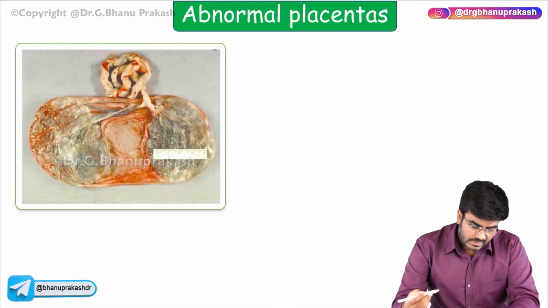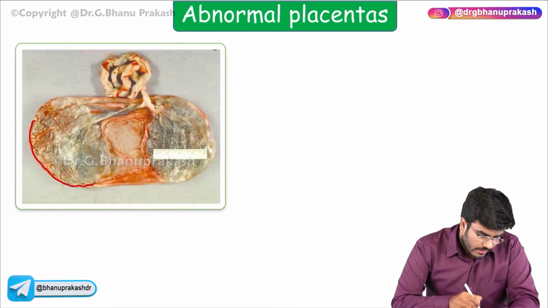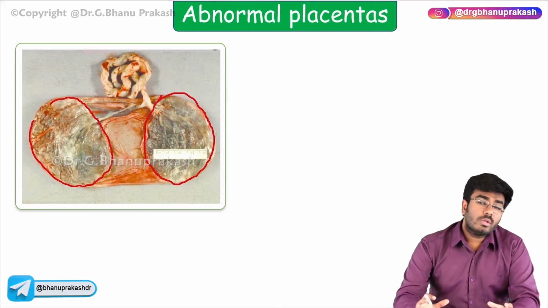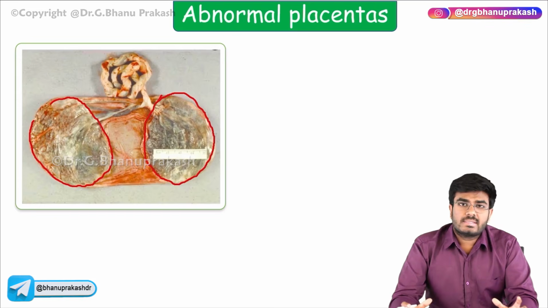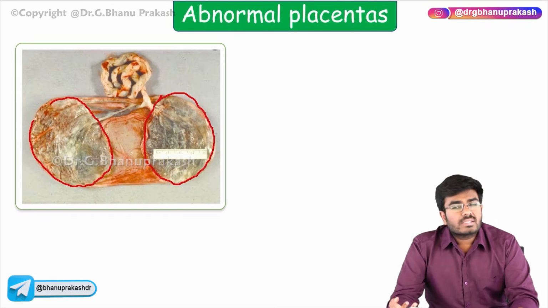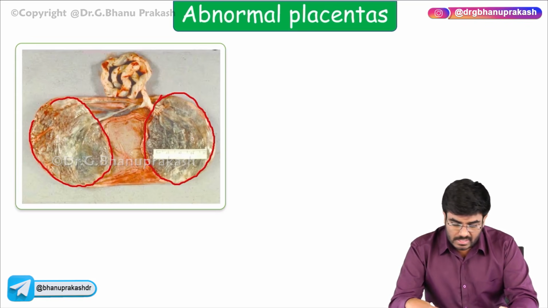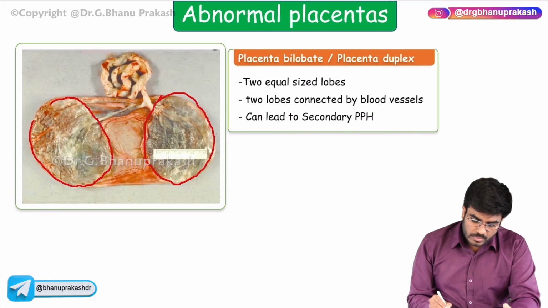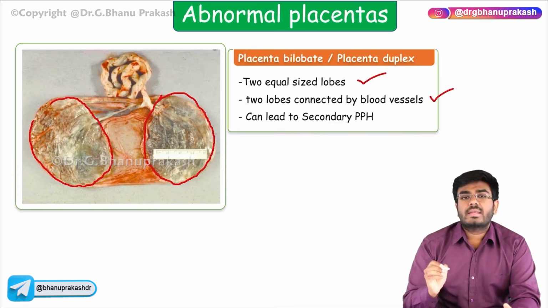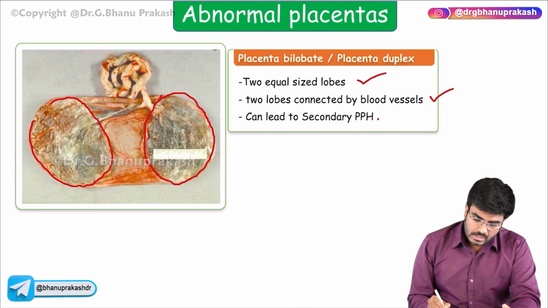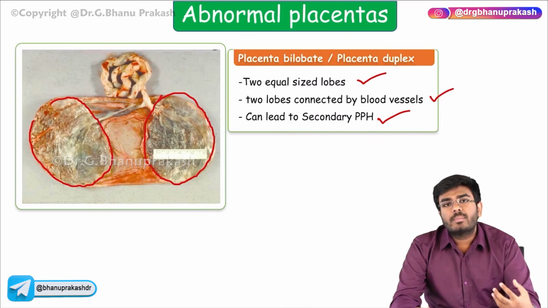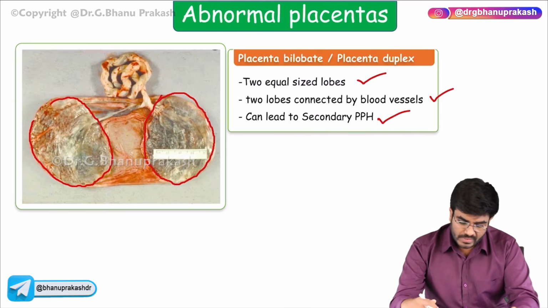Now see here in this image, there is one lobe of placenta and one more lobe of placenta, but the important point is that both lobes are of equal size. This type of abnormal placenta is known as placenta bilobata or placenta duplex. Two equal-size placental lobes are present, and both lobes are again connected with blood vessels. This can also be a risk factor for secondary postpartum hemorrhage. Why? Because there is a risk of retained placenta, and that leads to secondary postpartum hemorrhage.